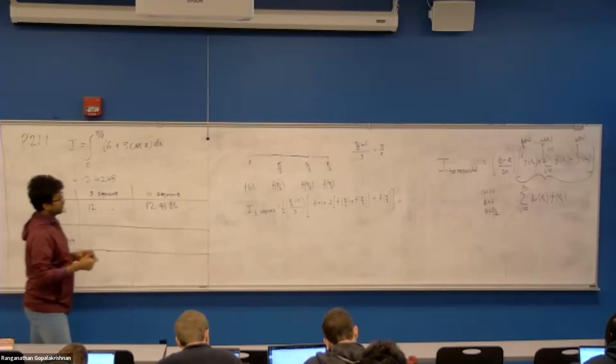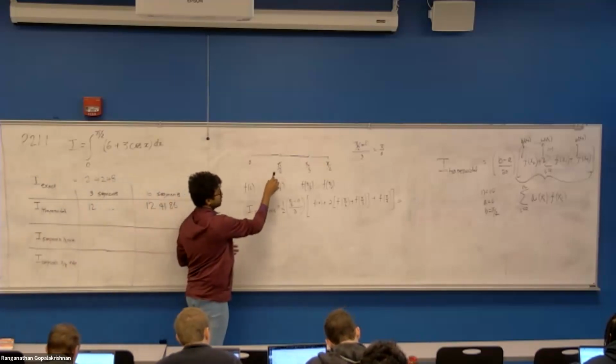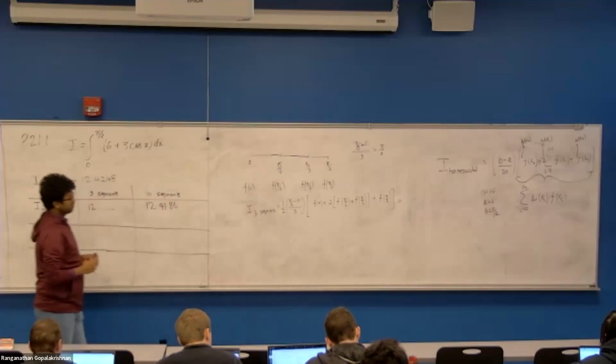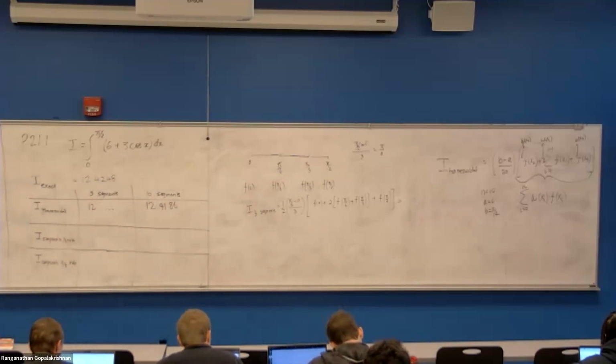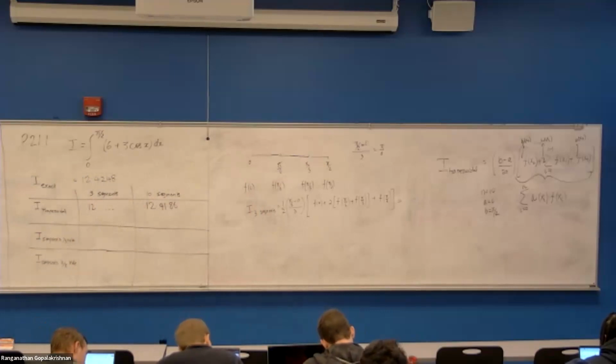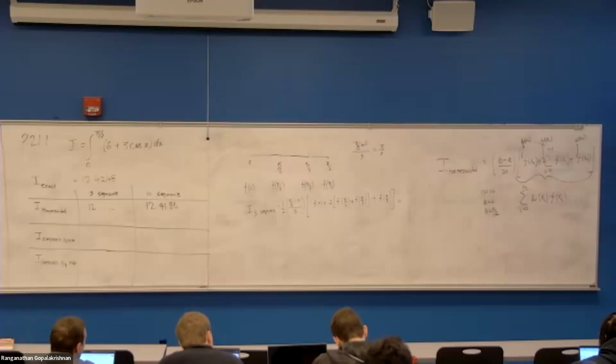If you're punching it in your calculator, common mistakes are not checking for degree and radian. Okay, make sure that you pay attention to that. I'm just modifying my spreadsheet to reflect 3 segments so that I can have the answer.